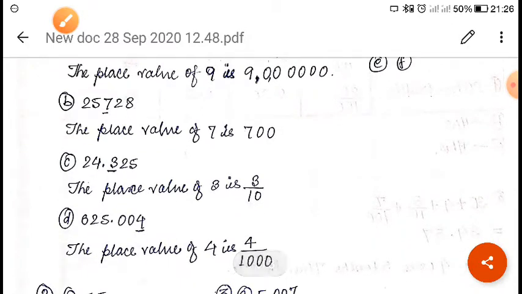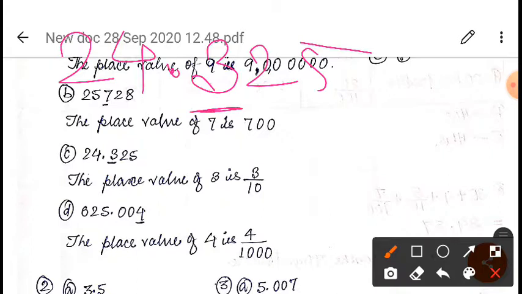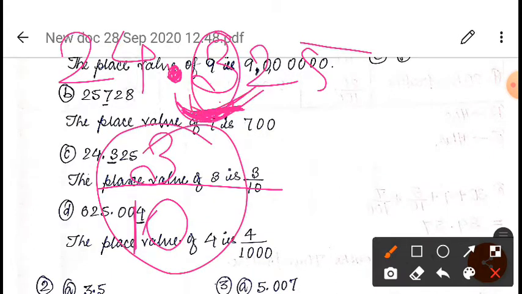Now if the numbers are in decimal form, it is written here as 24.325, and they have asked to find the place value of this 3. Always remember that it is very easy. You have to write this number, divided by, and after the point, how many digits are there up to the 3? Only one digit, so we write 1 and after it 10. So the place value of this 3 will be 3 by 10.